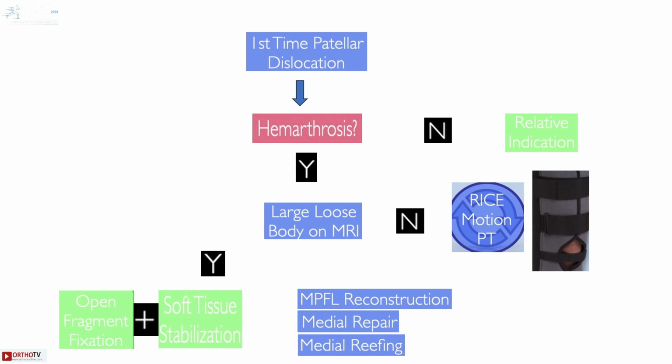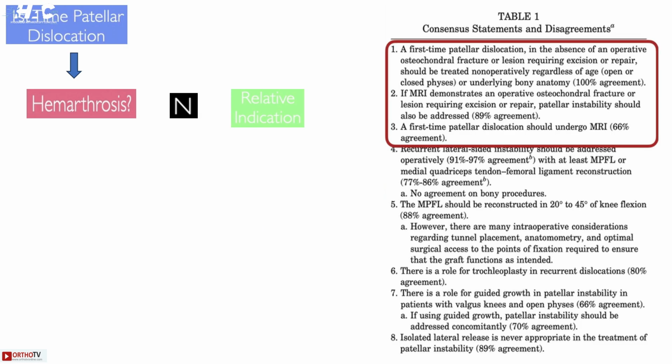In most of these patellofemoral dislocations, 99% of patients will have MPFL tears. So you need to do an MPFL reconstruction when there is a loose body or some fixation inside the joint. If there is no hemarthrosis, you need to find out the relative indications. These are the consensus statements and the agreement and disagreement.